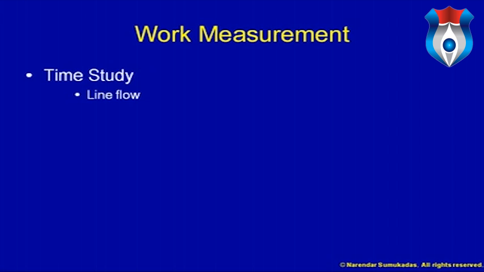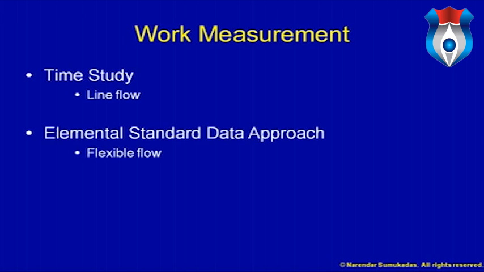Now suppose we have a flexible flow process and are doing different things for different customers. Even though the orders are different from day to day, the orders can be broken up into elements that are pretty standard. For each of these elements, we can maintain a database of time standards. Whenever an order comes in, we can examine the different elements it is made up of, look up our database, and set a time standard. This method is called the elemental standard data approach.